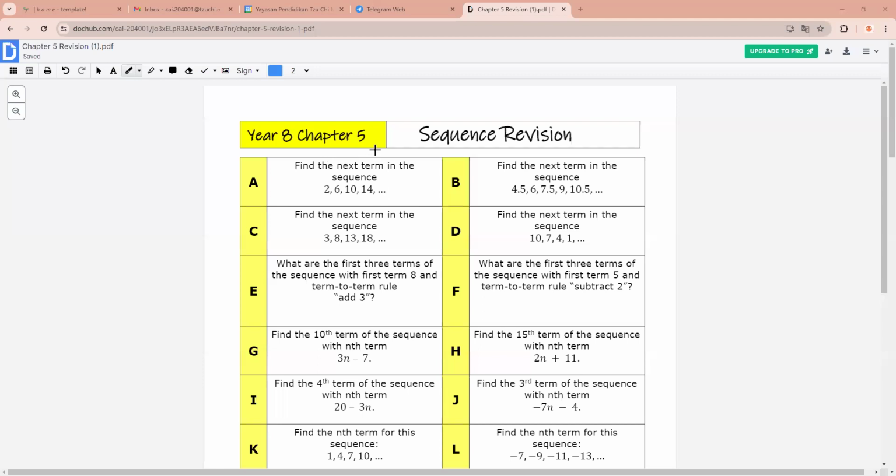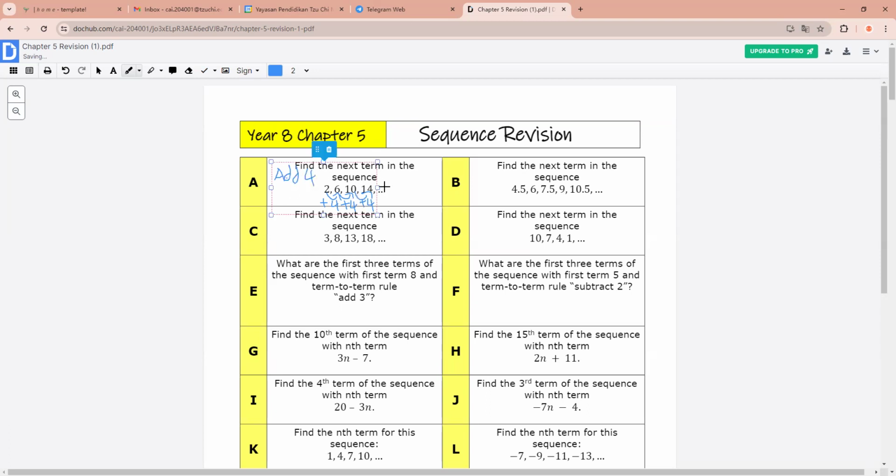First question, find the next term in the sequence. To find the next term, we have to find the term-to-term rule. And to find the term-to-term rule, we can look at the sequence and identify that with each term, you add 4 to the next. So that makes the term-to-term rule add 4.